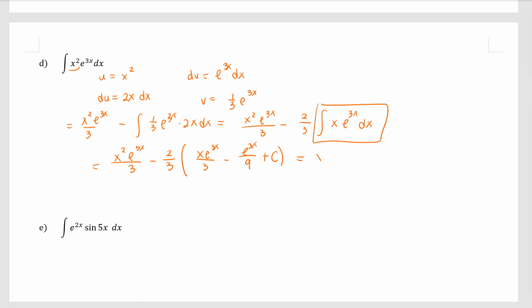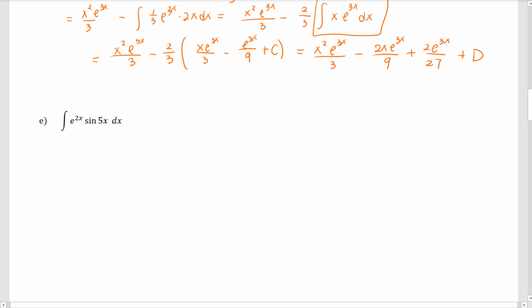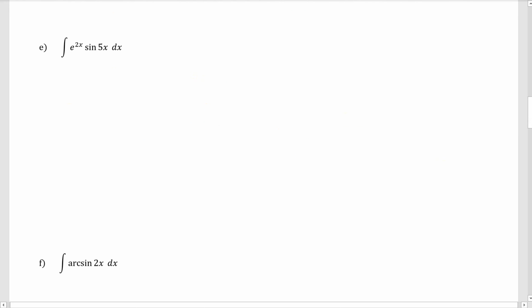Alright, so let's see, what do we get? Distribute. So it's 2x e to the 3x over 9, minus becomes plus, 2 e to the 3x over 27, and 2/3 times C is still a constant, so we name it a new constant D. So far so good, everybody? Sometimes in a problem you might need to use integration by parts twice or three times.